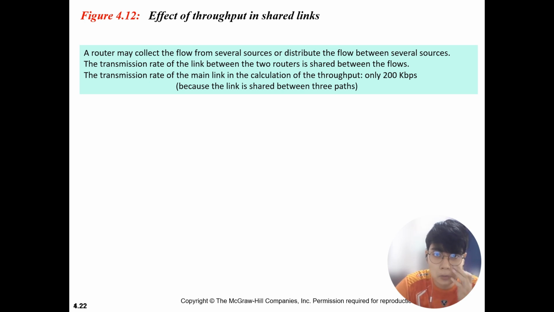Effect of throughput sharing. A router may connect the flow from several sources or distribute the flow between several sources. The transmission rates of the link between two routers are shared between the flows. Transmission rate of the main link in the calculation of the throughput is only 200,000 bits per second, because the link is shared between three parts.